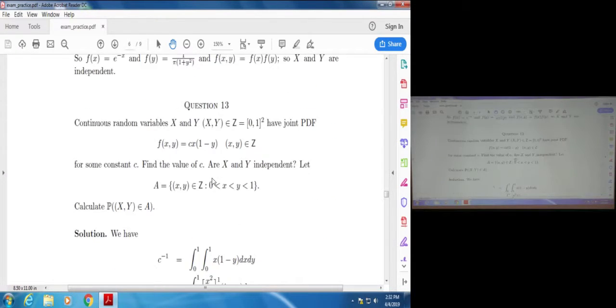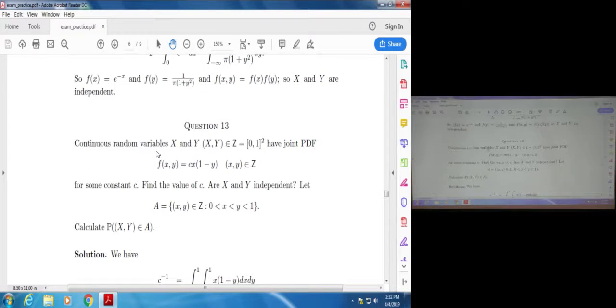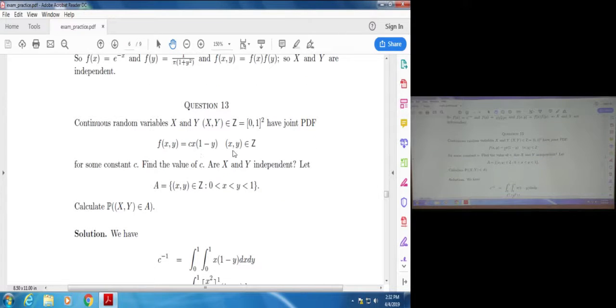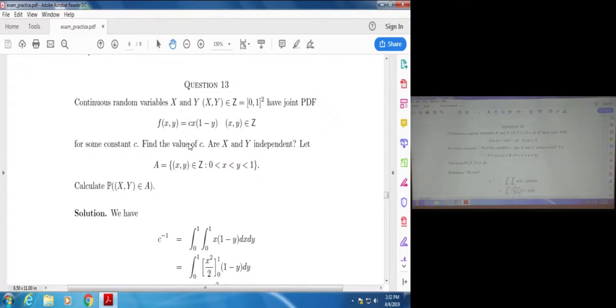Okay, so question 13 is now getting slightly more difficult. We're given a pair of random variables x and y. They're continuous and they both belong to 0, 1, and this is the joint PDF. We want to find the constant c, yet again, and then we want to know if x and y are independent, and then finally we want to compute the probability of this set. So for the first part, they look pretty independent to me. Again, it's a product of functions of x and y. But that's not the answer to the question. So first of all, the integral over 0, 1 squared of this function must be 1.